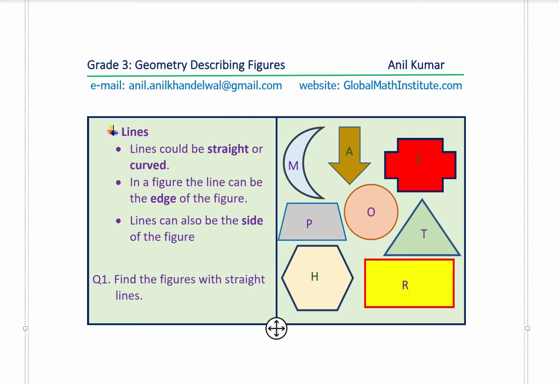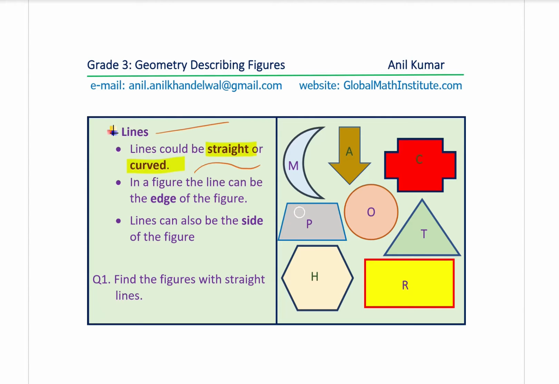Well, lines, as you know, can be straight or curved, right? A straight line could be something like this, or a curved line could be like this. As you can see here, the moon has a curved line, and the circle has a curved line too, right? So you can see in these two figures we have curved lines, but in all other figures we have straight lines. Lines are very important to describe a particular shape.